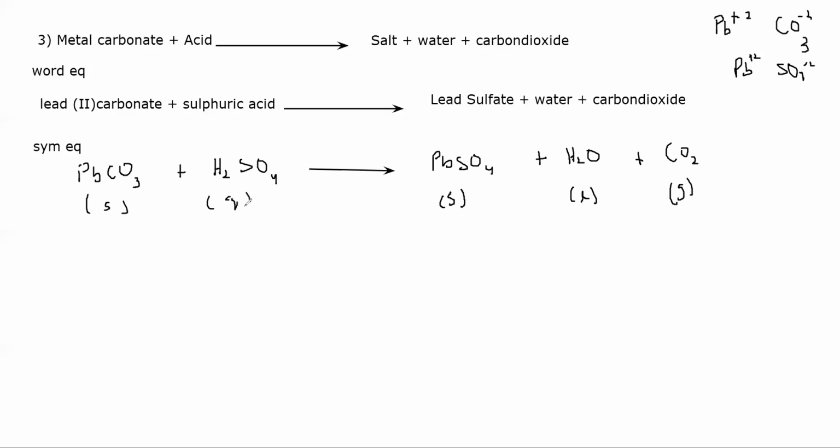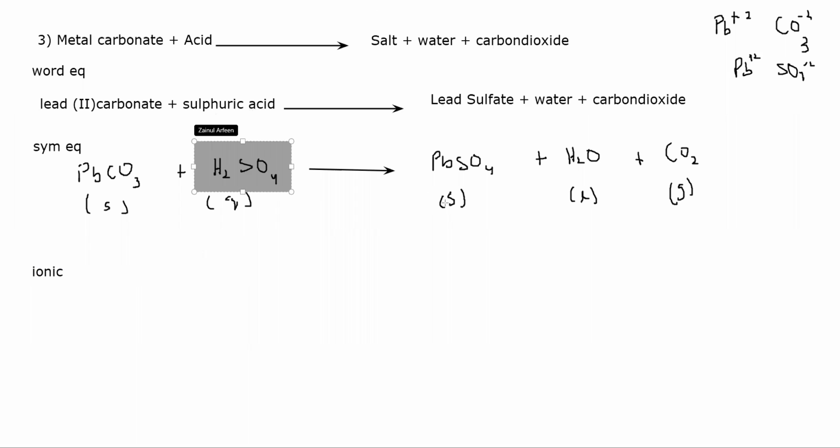Now, if I want to write an ionic equation for this reaction, I cannot write an ionic equation separately. Reason? Because there's only one aqueous substance, H2SO4. There's no other aqueous substance, so the ions will not cancel out each other.